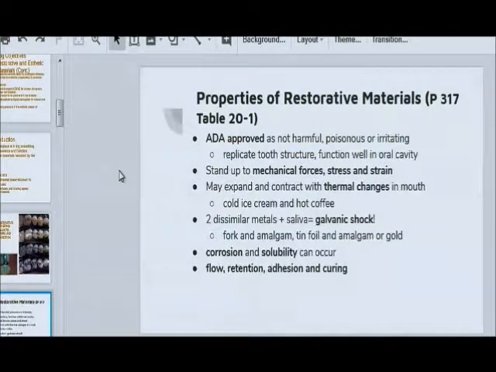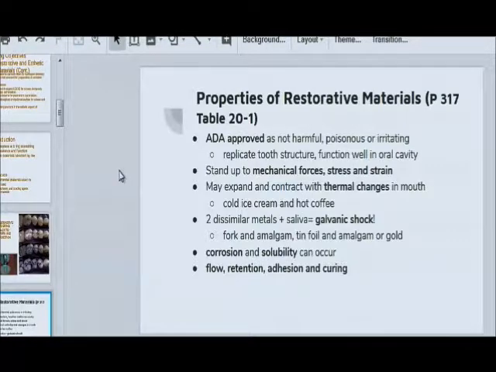So what do restorative materials have to be or have to do? What properties do they have? Number one, they've got to be approved by the American Dental Association. Number two, they have to stand up to the stress and strain that we put on our teeth. So biting into toffee and pulling on taffy, both two different things that are yummy, but that are going to put stress on our teeth. They need to hold up to hot coffee and cold ice cream. So they need to be able to stay with the thermal changes.